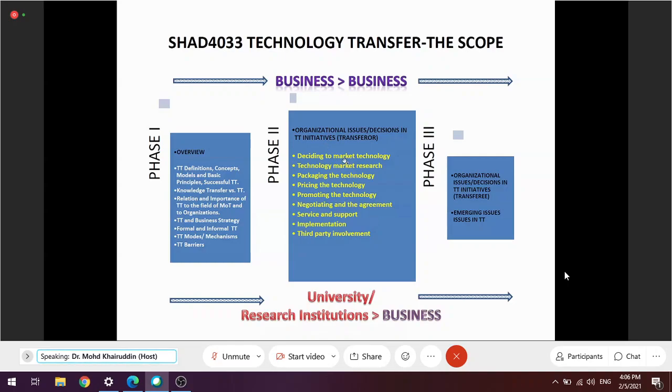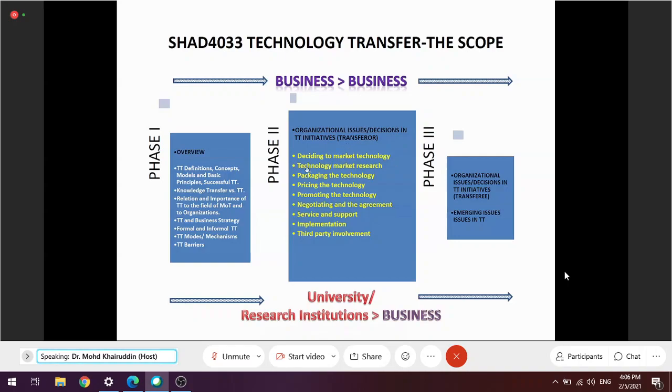So this is the most important part of the phase of the technology transfer. Which one do you decide to focus on? Either you want to use it by yourself, or you want to give it to the businesses, you want to give a license to the people and so on. All right, so this is the thing that we want to discuss today: to decide to market the technology.